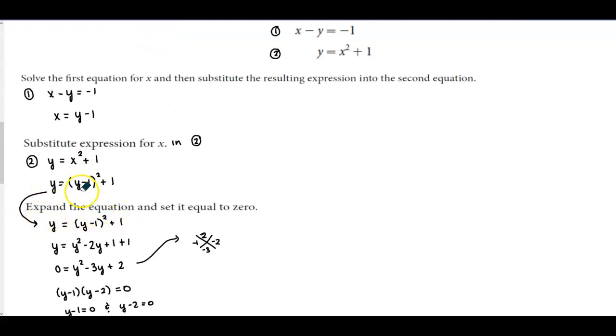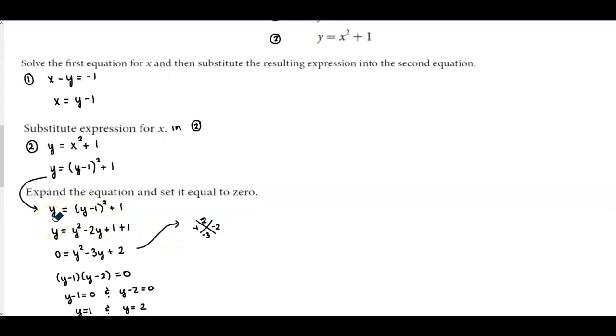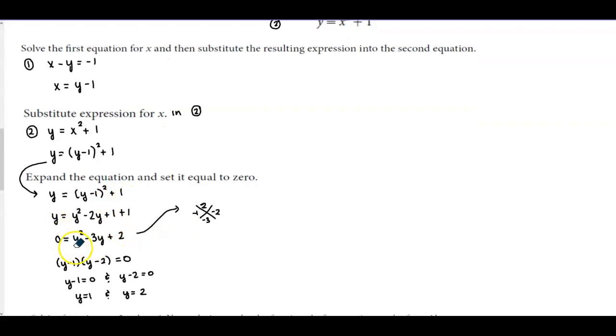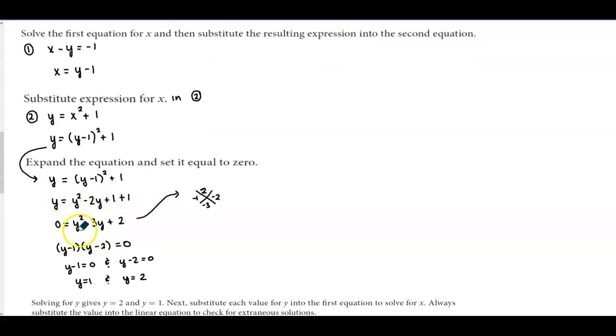Now we're going to have to expand this equation and set it equal to 0. So on the left side, we still have y. And we have y minus 1 squared, so we need to expand that by FOILing that out. When we FOIL that out, we get y squared minus 2y plus 1. And then we're adding the 1 on the outside here. So now we're going to subtract y from both sides and then add 1 plus 1. So we end up getting y squared minus 3y plus 2 equals 0.